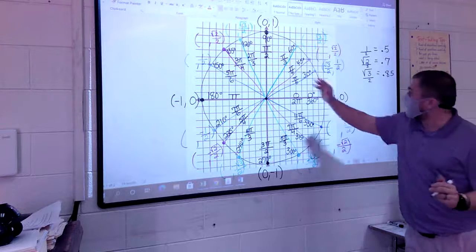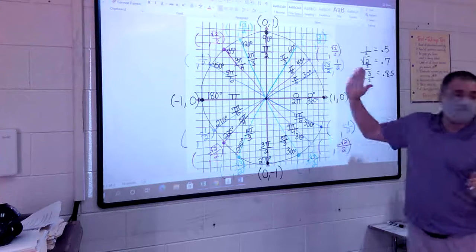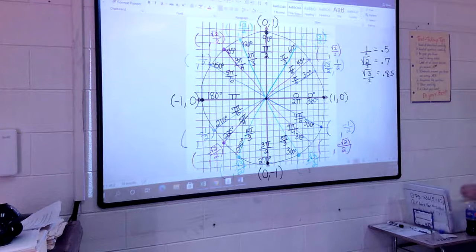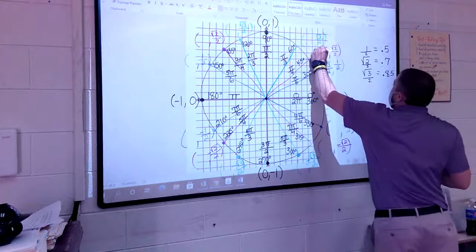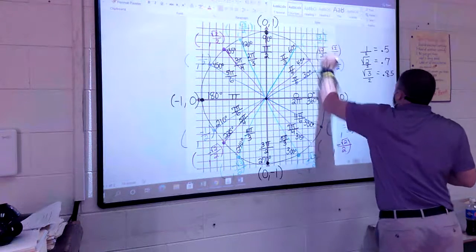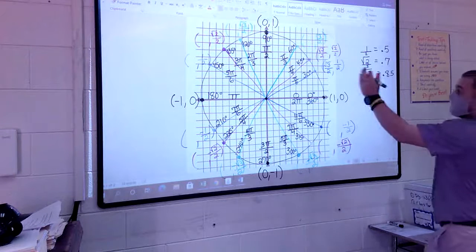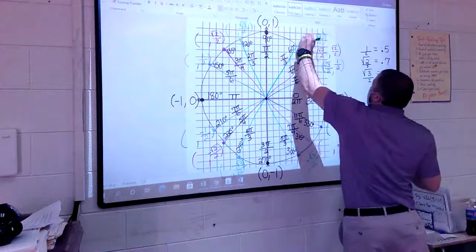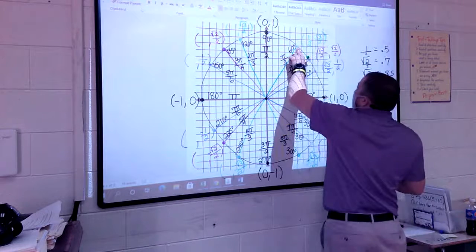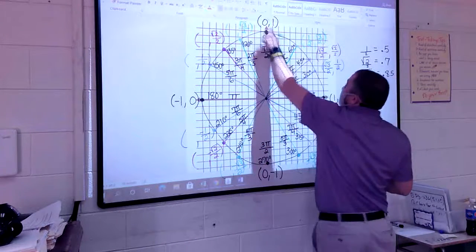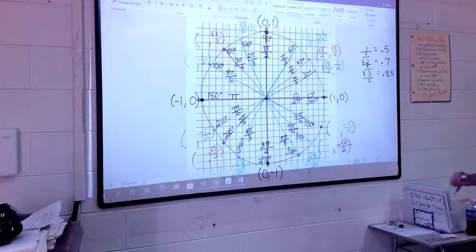We're moving to the left. Notice our x's are moving to the left. So we're going to get smaller. So our next x is a little bit smaller. That's the square root of 2 over 2. Our next x is a little bit smaller than that because it's moving further to the left. It's 1 over 2. Our next x is a little bit smaller than that. It's 0.